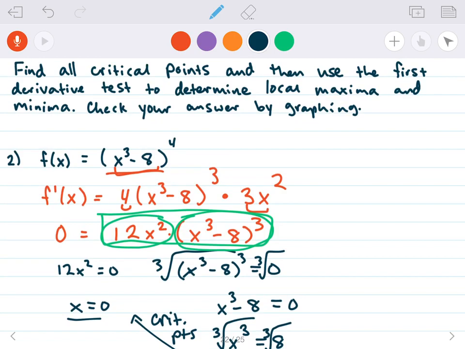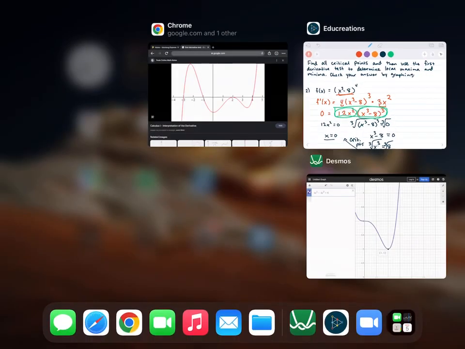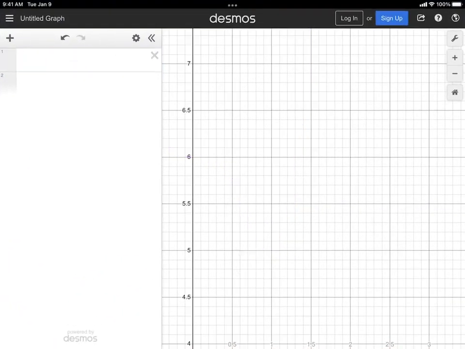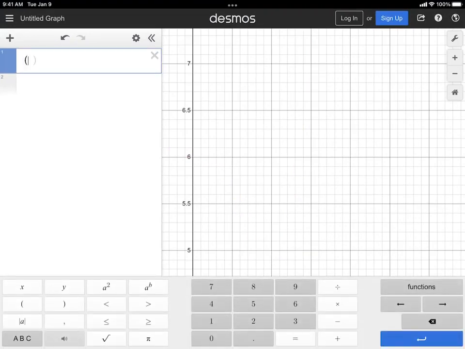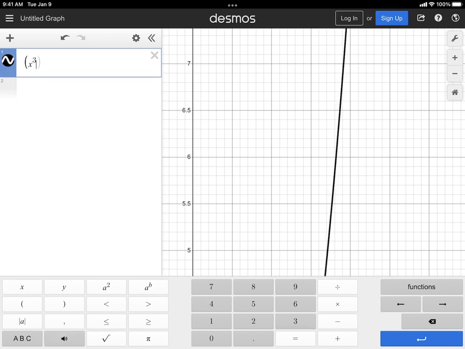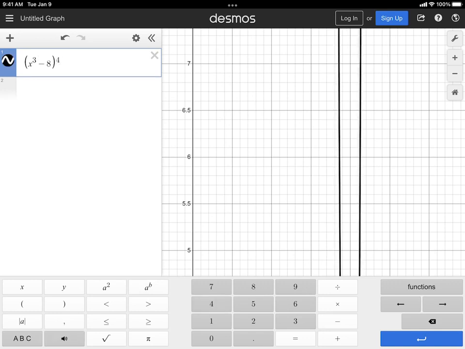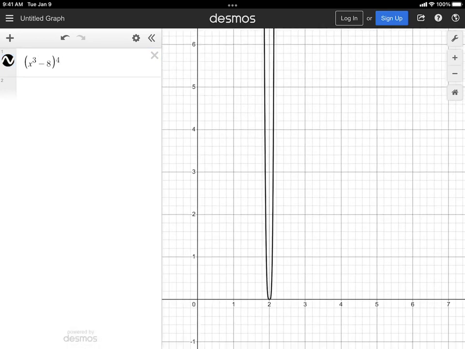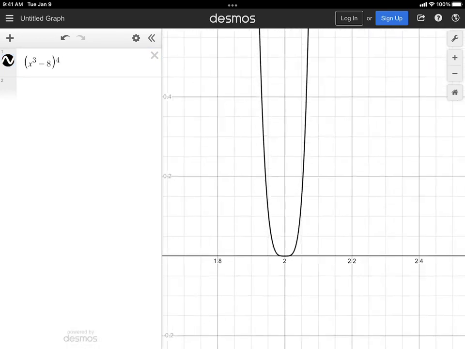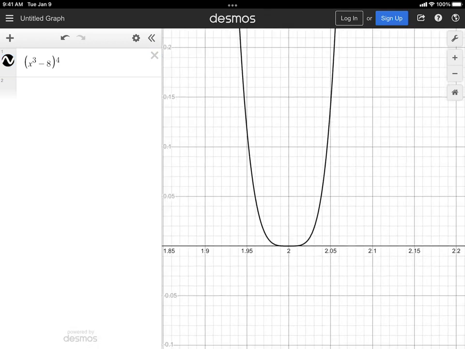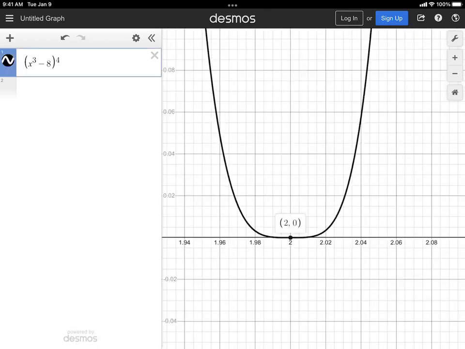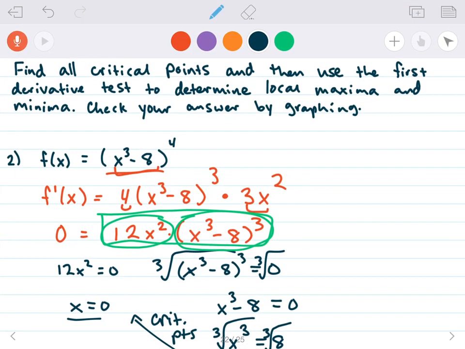So this is x to the 3 minus 8, all raised to the 4th power. Okay, let's zoom out a little bit. And yes, indeed, we can see our local minimum in plain sight at x equals 2. There it is. All right. Very nice.